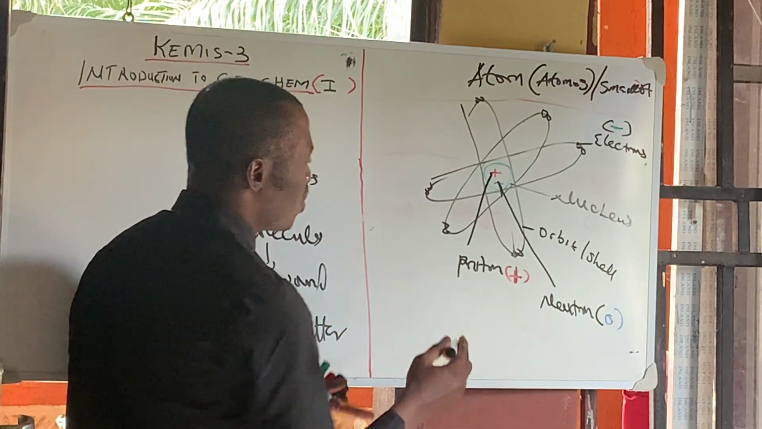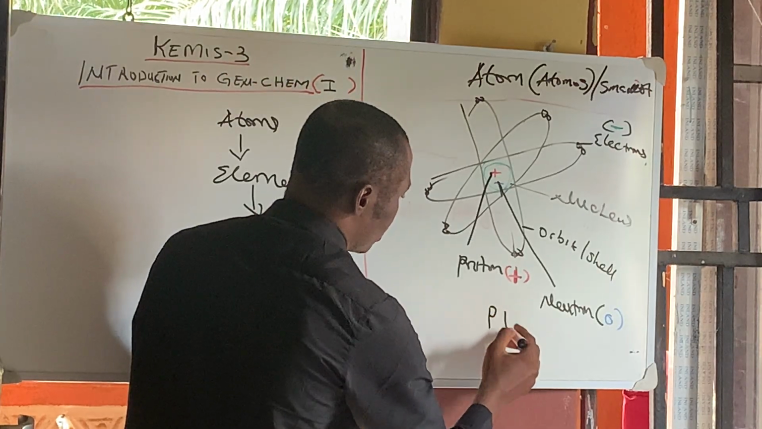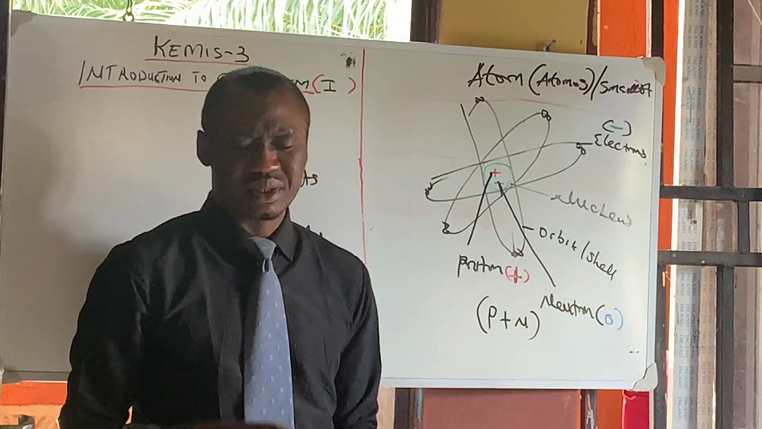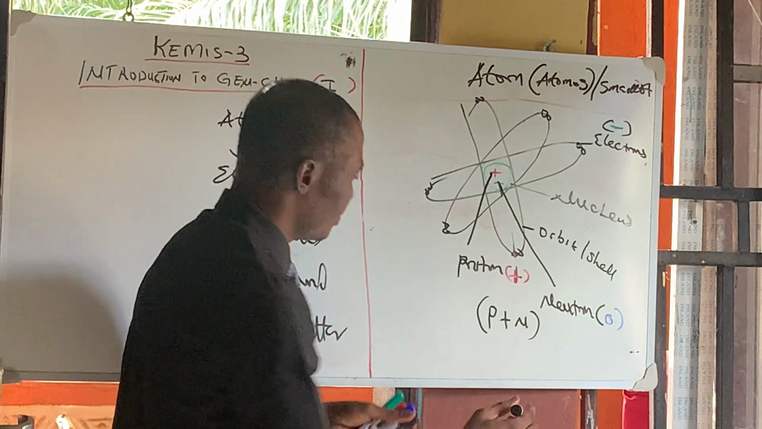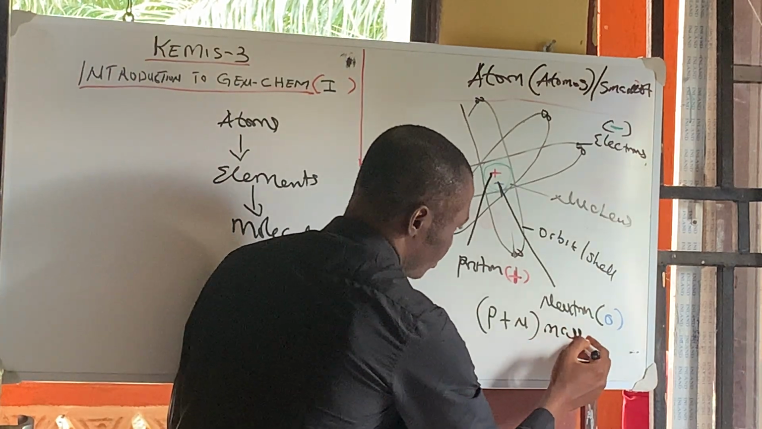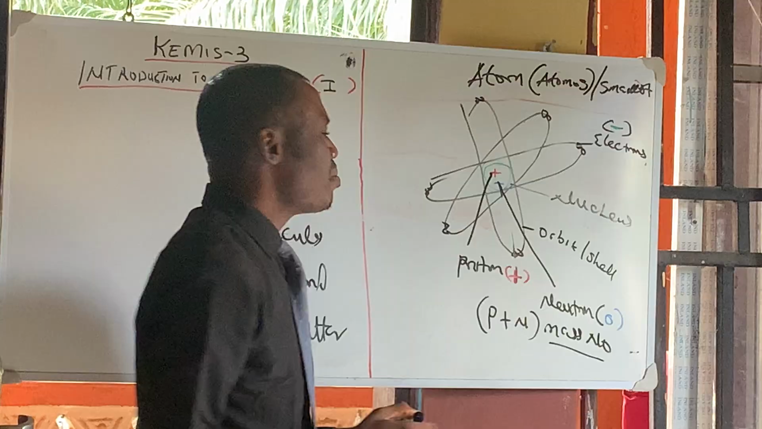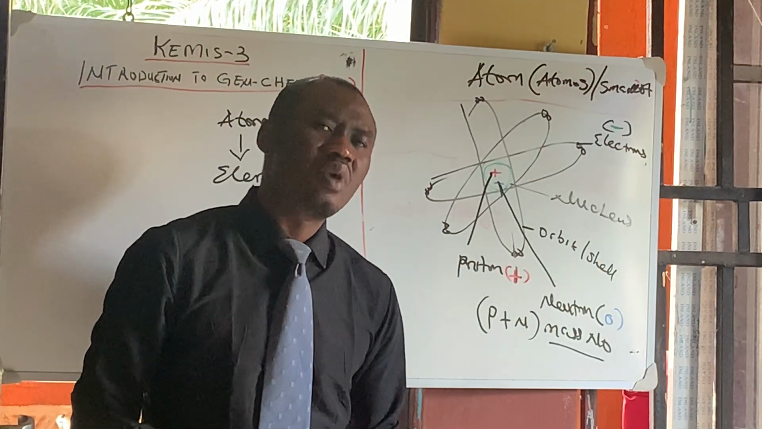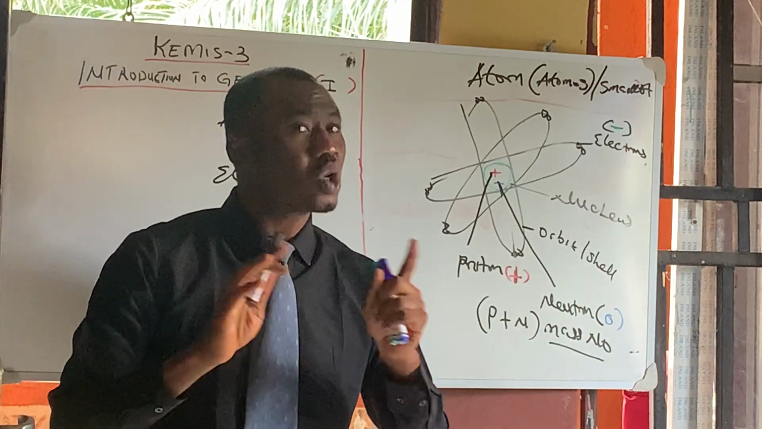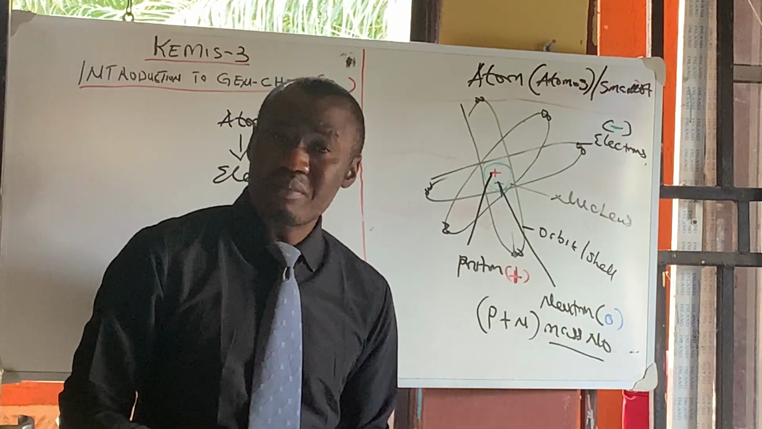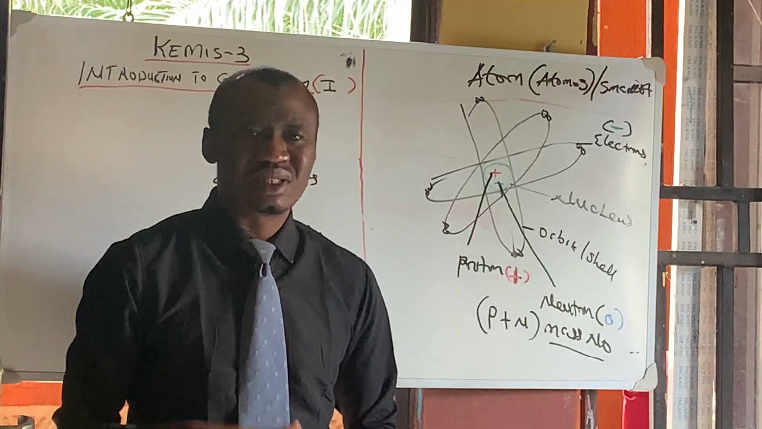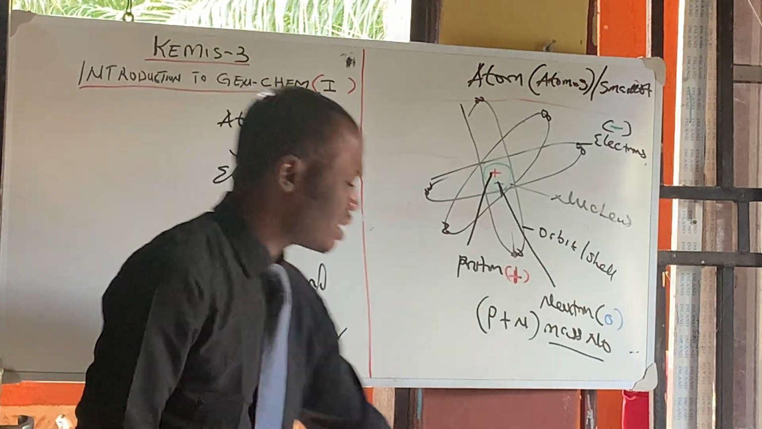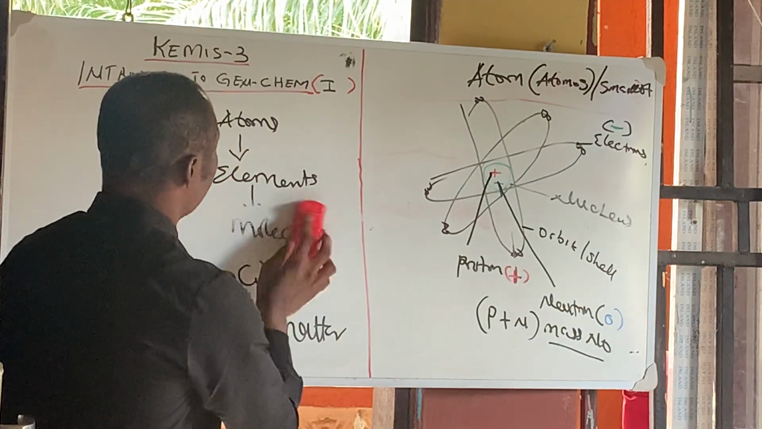Then you also need to know that the combination of proton and neutron is going to give you what we call mass number. So mass number is different from atomic mass and atomic weight. Well, that's not the concept for today's class, but just understand that mass number, atomic mass, atomic weight is not the same thing. We have a video to explain that for you. Now, we'll go to the next thing.